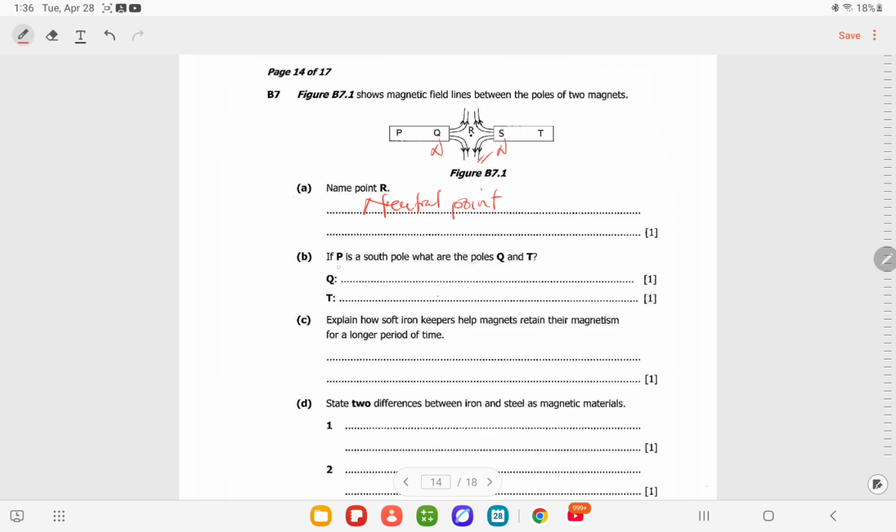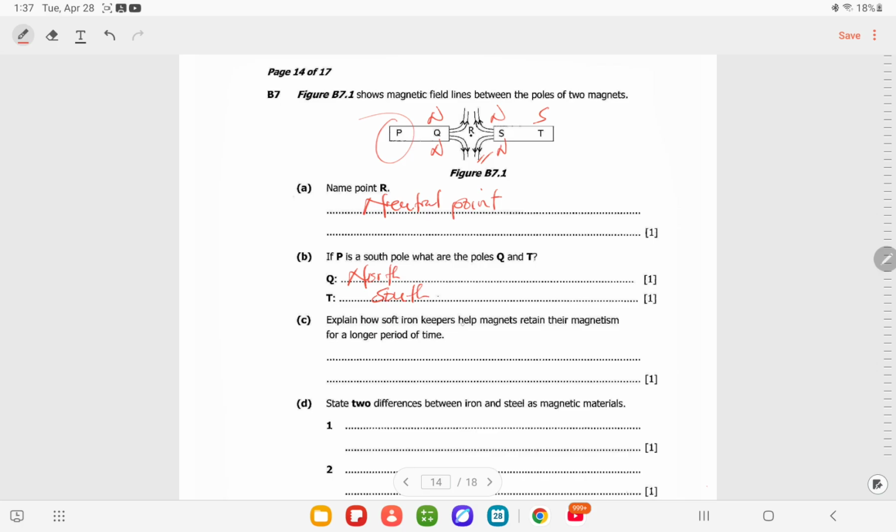Then if P is south pole, what are the poles Q and T? So if P is south, they have also given that P is south, you know that this is now north. Then if this is north, this is also north because of the arrows, then this is the south. So Q is north, straightforward. Then T is south, straightforward.